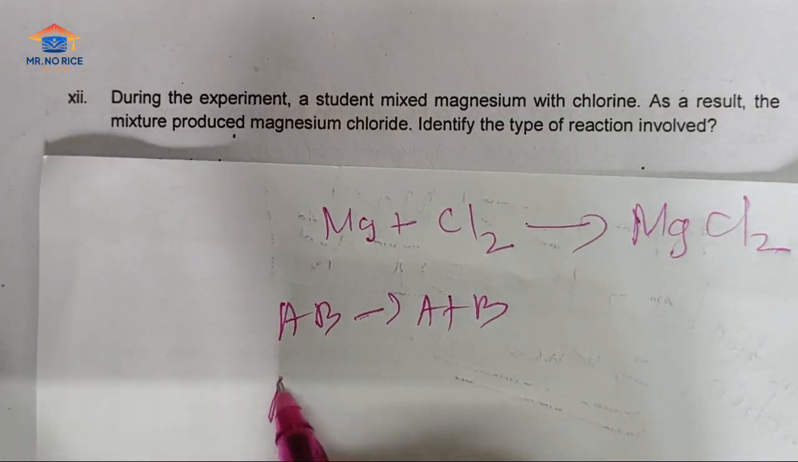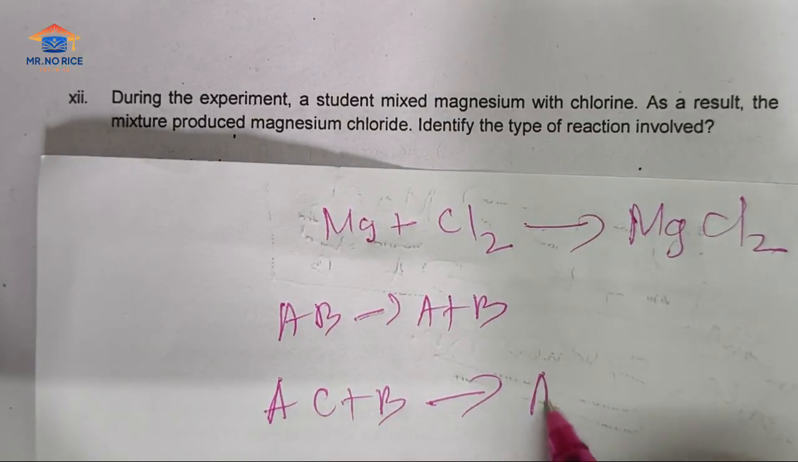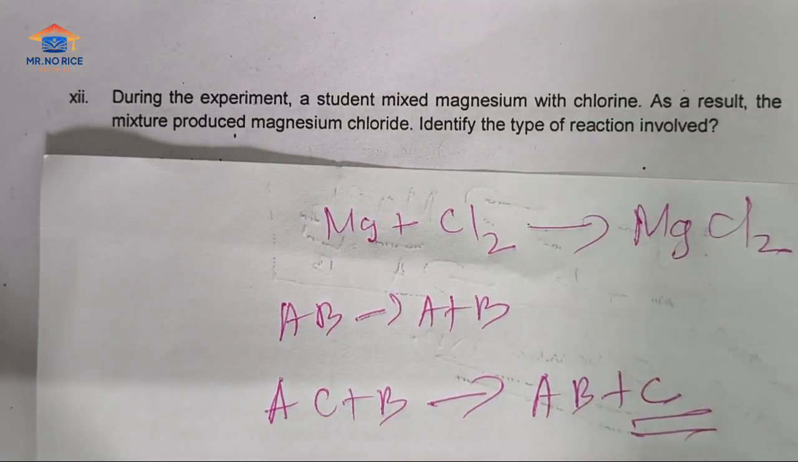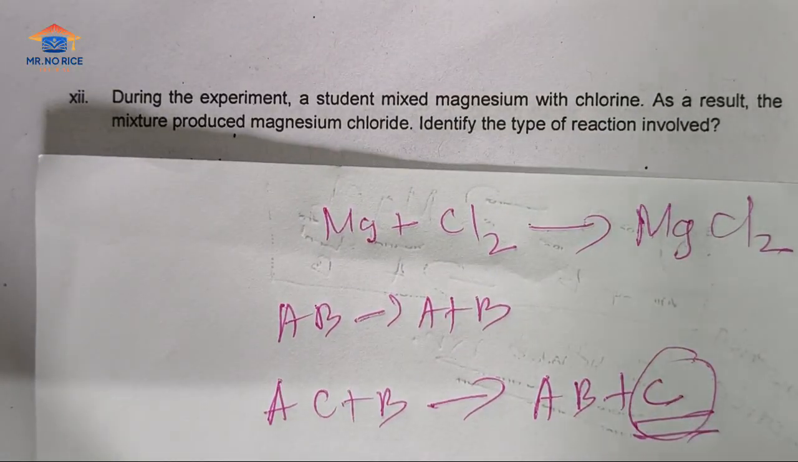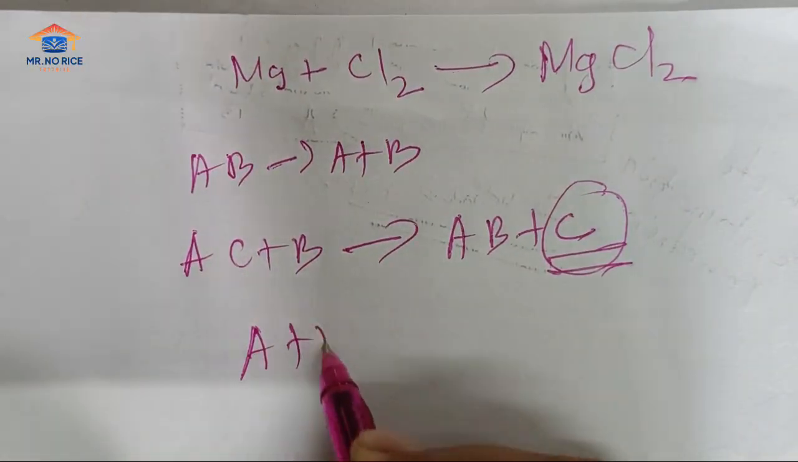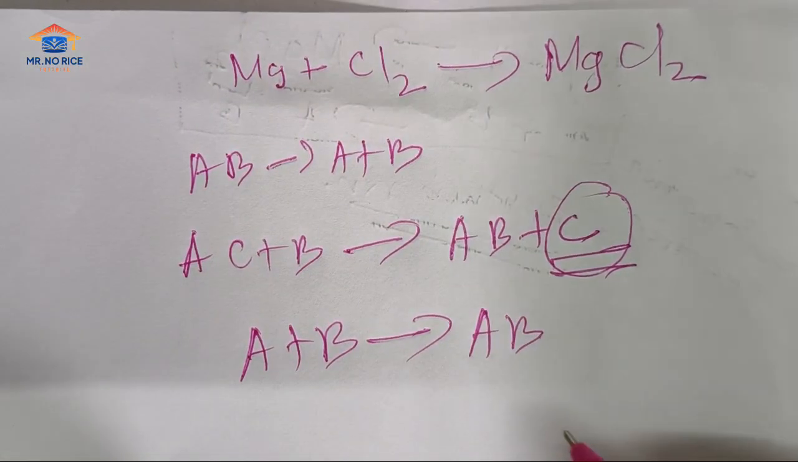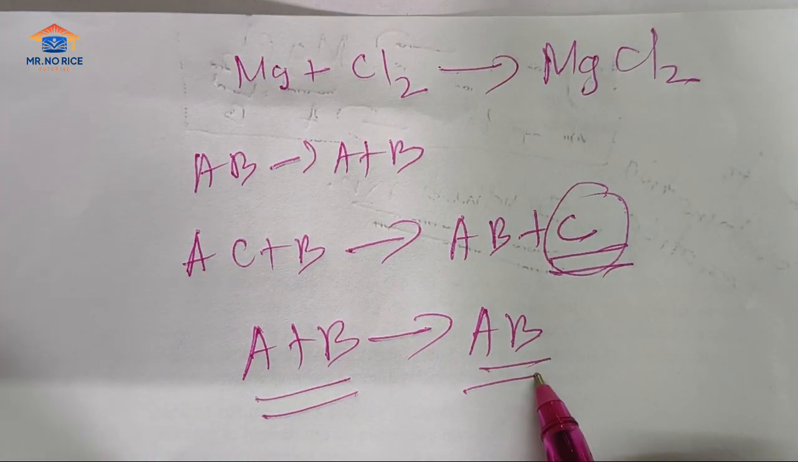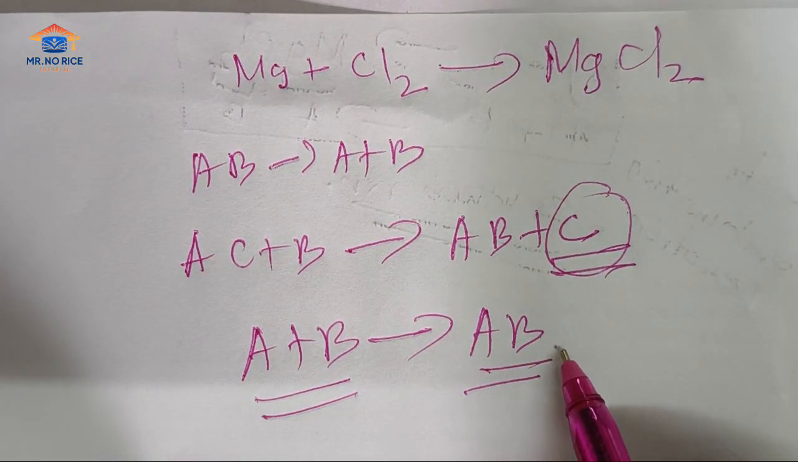So displacement reaction means AC plus B will give AB plus C. You see, it is separating, is it? It is getting displaced. So this is a displacement reaction. Whereas synthesis or direct combination reaction means A plus B will give AB. They will combine directly. So this is a synthesis, or it is also known as direct combination reaction.